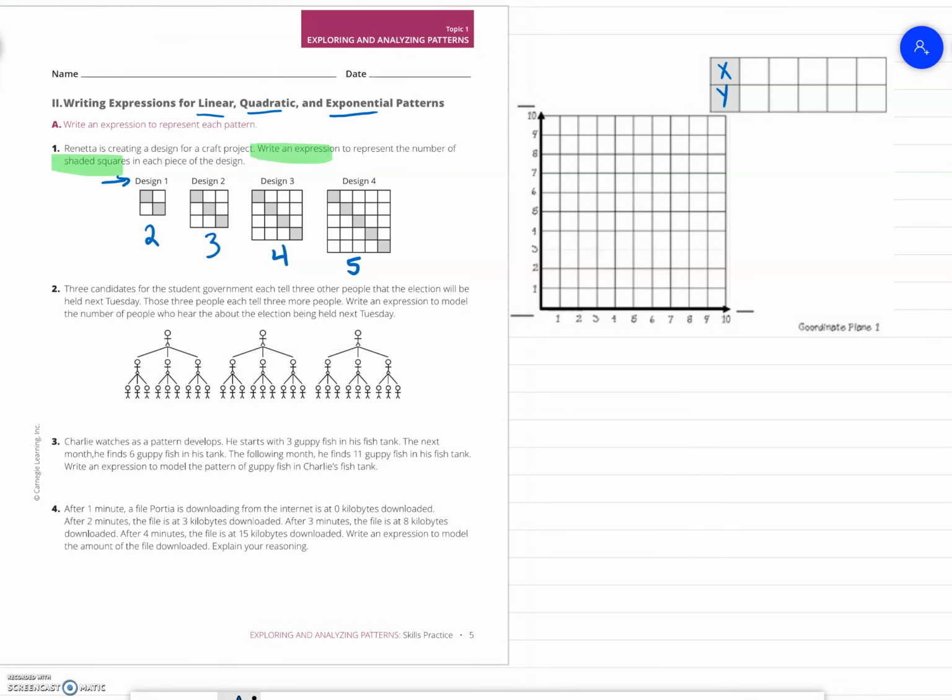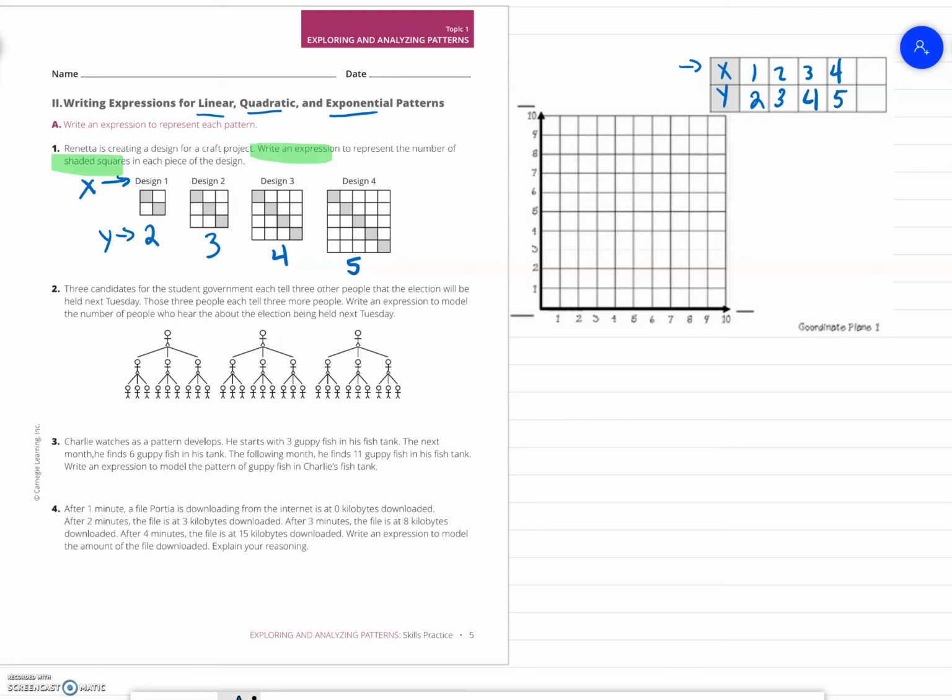So our X values are going to be the design number, and our Y values are going to be the number of shaded squares. So design 1, 2, 3, and 4. And how many shaded squares we have: in design 1, we have 2, in design 2 we have 3, we have 4, and in 4 we have 5, and so on and so forth. Right, so when we go to create an expression, we want to see what we have to do to our X value to equal our Y value.